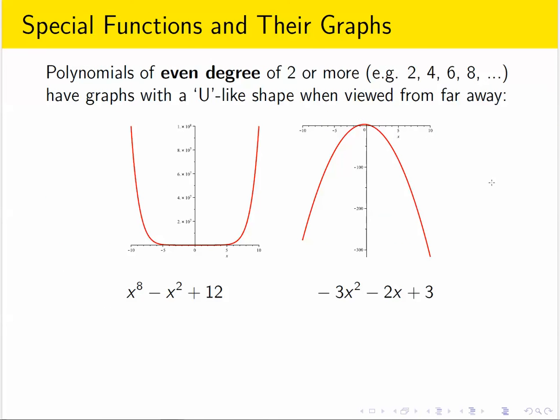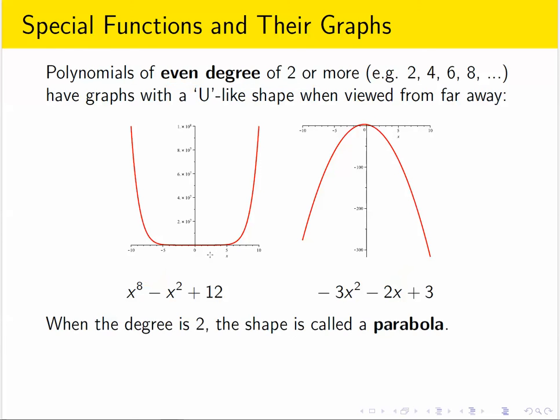Now, it's useful to be able to identify the degree and the leading coefficient because it tells you about the behavior of the graph. If your degree is even, so an even number like 2, 4, 6, 8, at least 2, then the graph will have a U-like shape, like these two examples. So this is an even degree, power is 8, and this is even degree, power is 2. And you notice both of these shapes are kind of like the letter U.